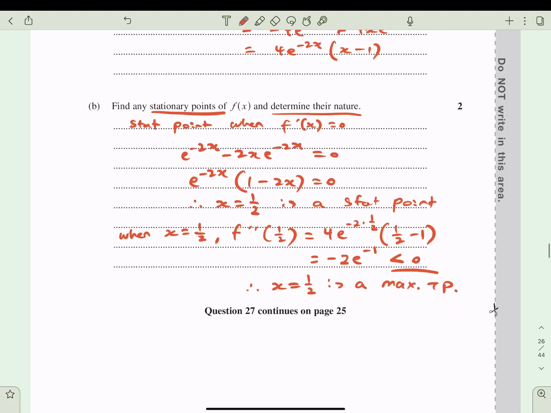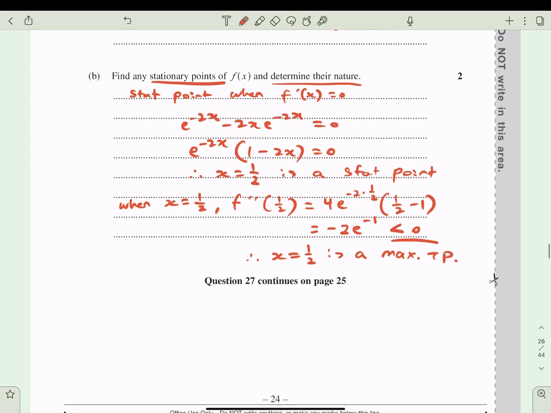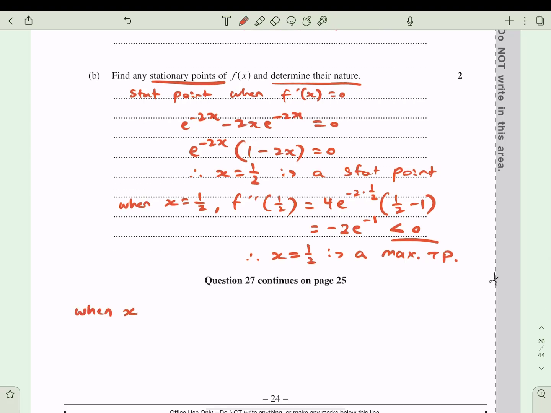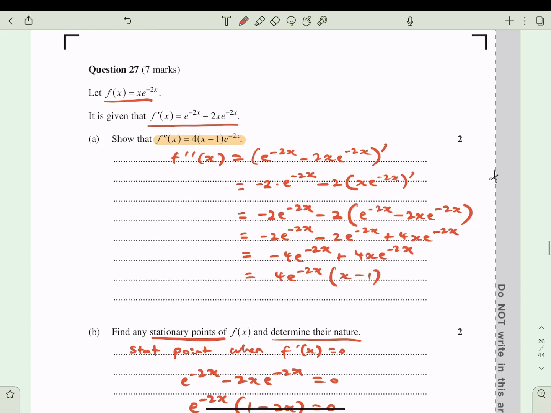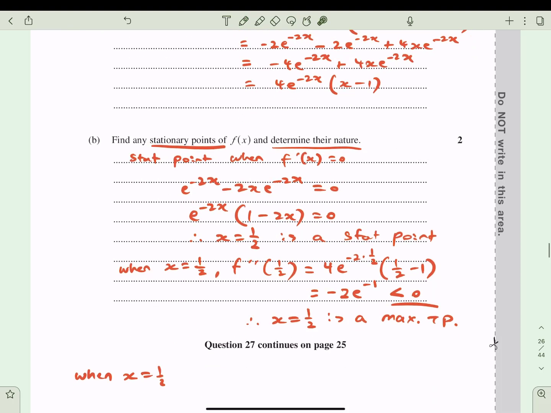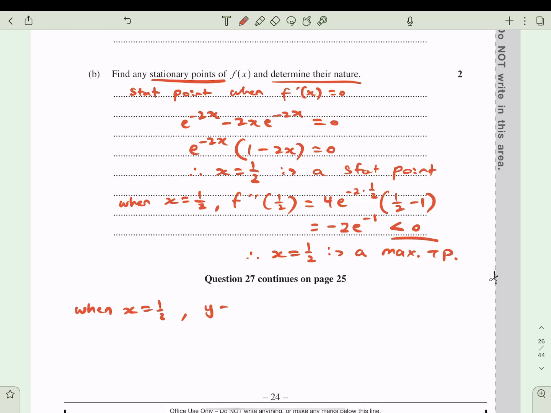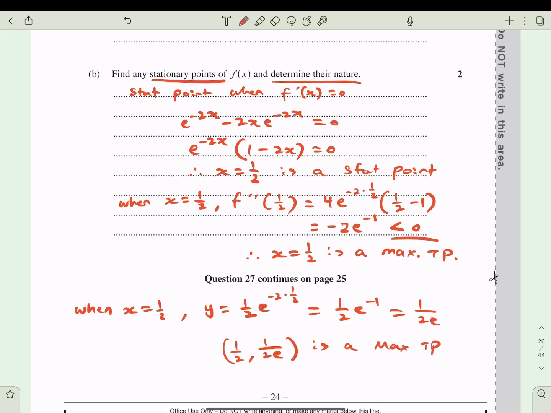However, we can't stop here because it does ask us for the stationary point. So what that means is we need to remember to include the y value. So when x equals a half, remember that my f(x) was equal to x times e^(-2x). So therefore y is equal to half times e^(-2 times half), which is equal to half e^(-1), which is equal to 1 over 2e. So therefore, my stationary point is (half, 1 over 2e). That is a maximum turning point.